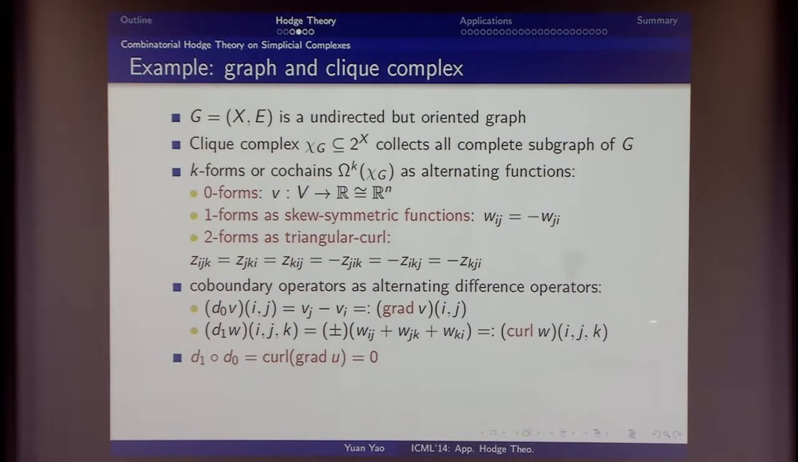So the coboundary operators are basically just difference operators. If you take a map from 0-forms to 1-forms, that forms the finite difference operator on the graph. If you take it from 1-forms to 2-forms, then basically you take a triangular trace along the orientation of the triangle. Depending on the orientation, you put a plus or minus sign there.